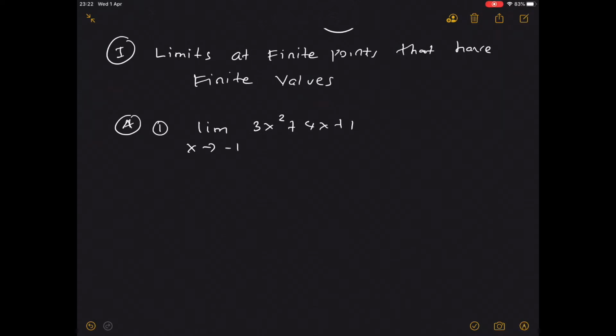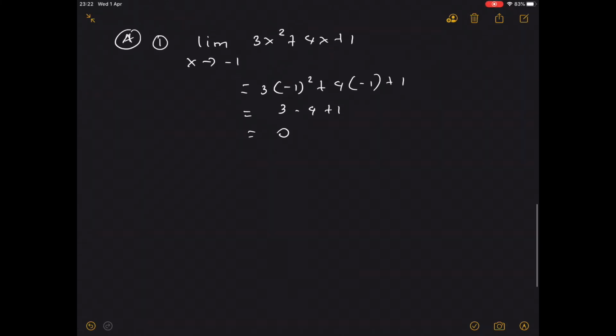We will try first to substitute. So the limit will be equal to 3 times negative 1 squared plus 4 times negative 1 plus 1. That will give us 3 minus 4 plus 1, which is equal to 0. So the limit will be equal to 0 when we try to substitute. Let's have another example.